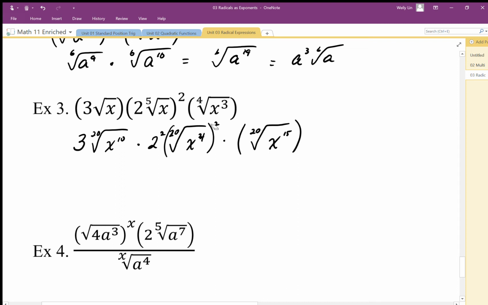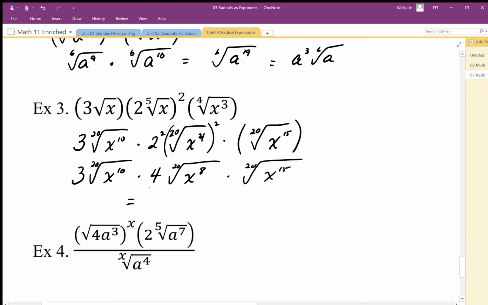I should maybe have dealt with that consistently, those two at the same time, but we know that that power and that power go together, so I'm going to end up with 3, index is 20, times 4, index is 20, that becomes 8, and this is index is 20, x to the power 15. So numbers times numbers, we get 12, index of 20, x to the 10, 8, 15, that's going to be 33.